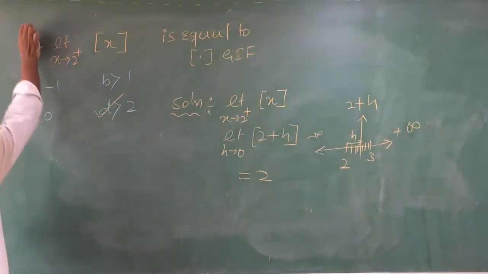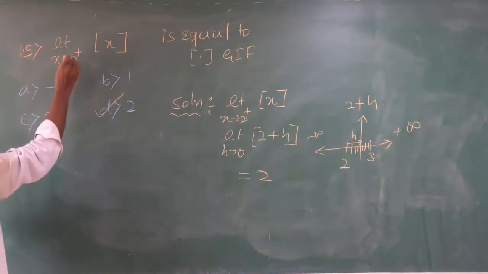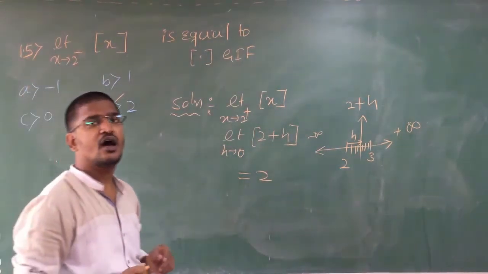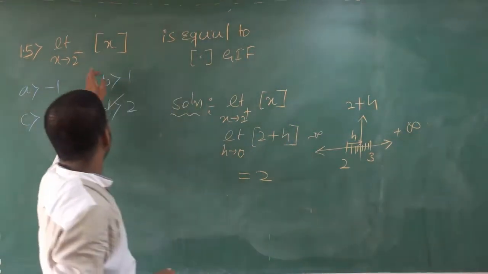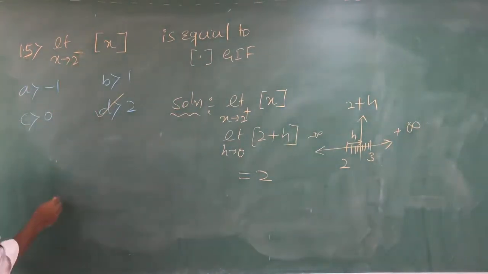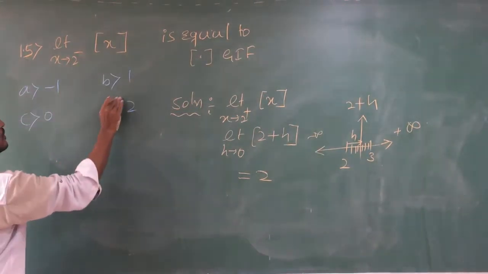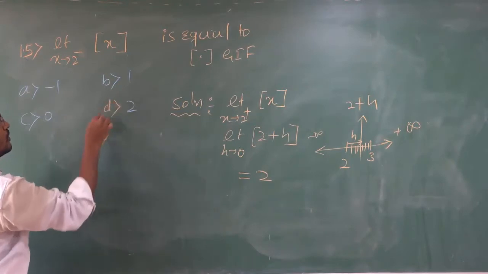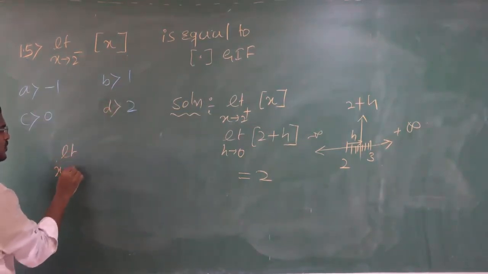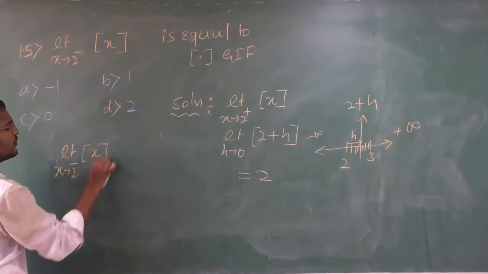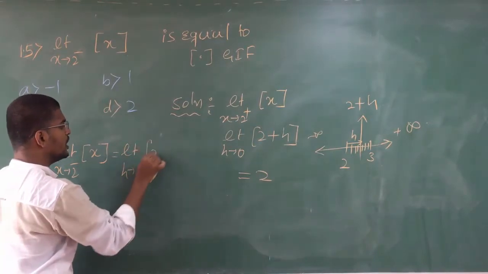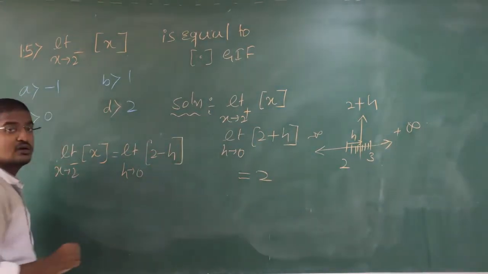Okay. Now let us go for the 15th problem with 2 minus. Have you understood? What is the solution for this 2 minus? So limit x tending to 2 minus of greatest integer of x is equal to limit h tending to 0 of greatest integer of 2 minus h. Clear?